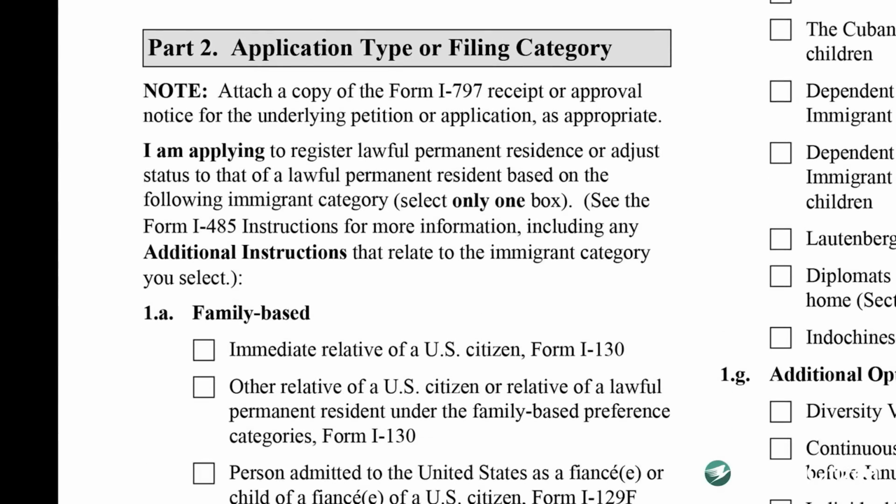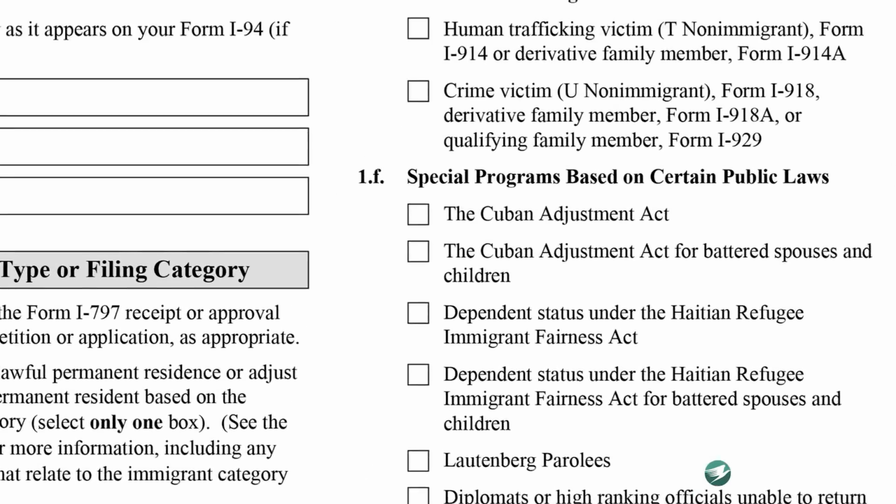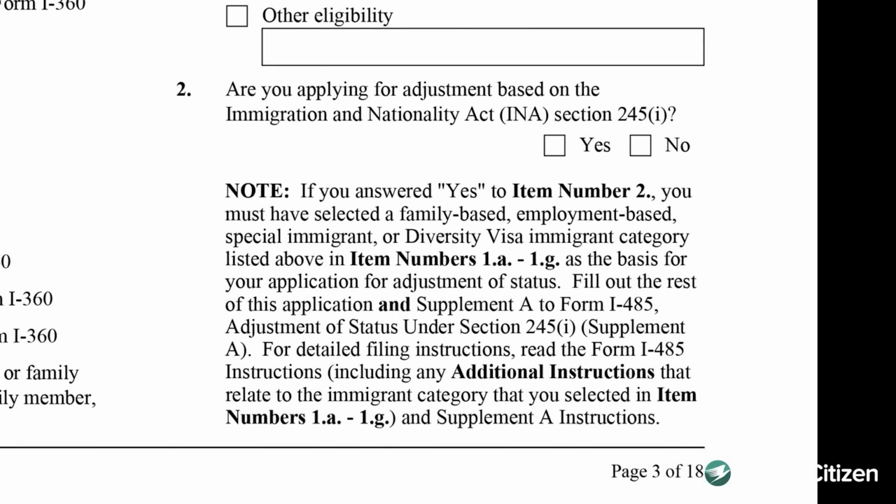Part 2. Application type of filing category. 1A through 1G. Here's a list of different categories of eligibility. Just select the one that applies to you. Question 2. This most likely doesn't apply to you.